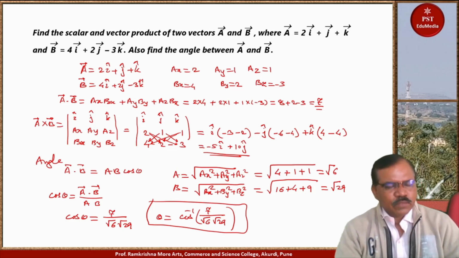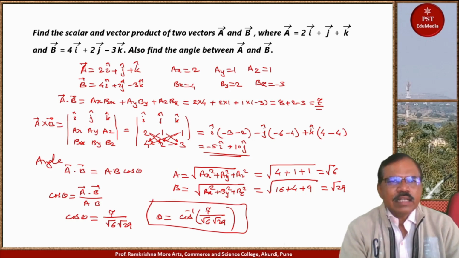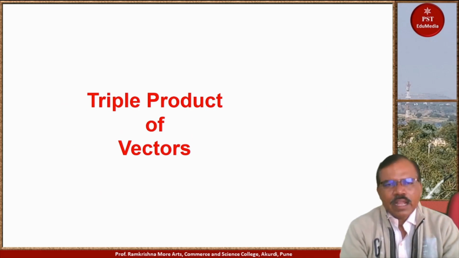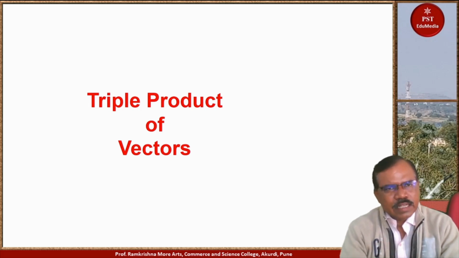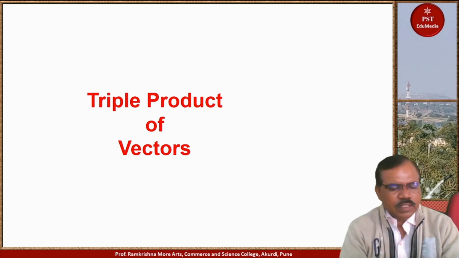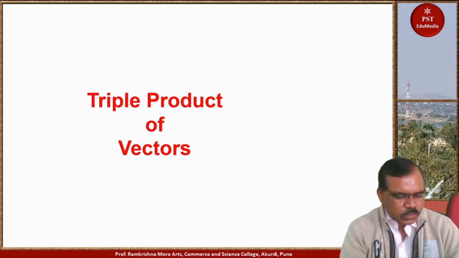In the next lecture we will see more problems on scalar product and vector product, and then we will go for the triple product of vectors. Triple product means we take three vectors and take their product. That product may be a scalar quantity or a vector quantity. If it is a scalar quantity, it is called scalar triple product, and if it is a vector quantity, we call it vector triple product. So we'll stop here.